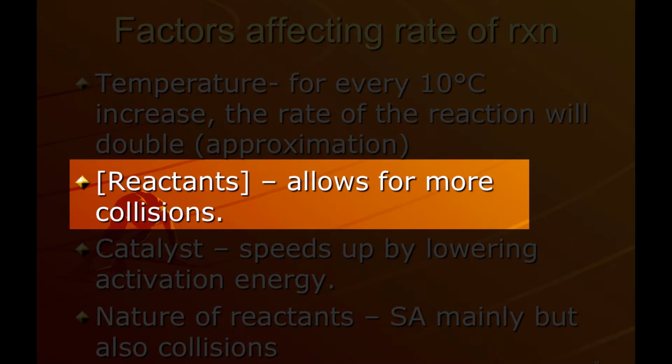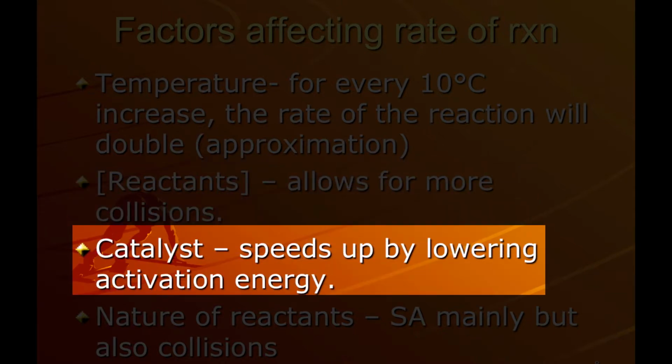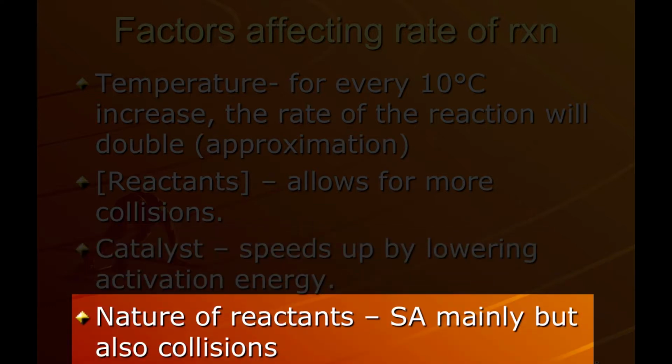If you increase reactants, obviously more reactants means more collisions. A catalyst, you probably learned of those as being enzymes, will speed up a reaction by lowering the amount of activation energy. And when we say nature of reactants, SA means surface area.